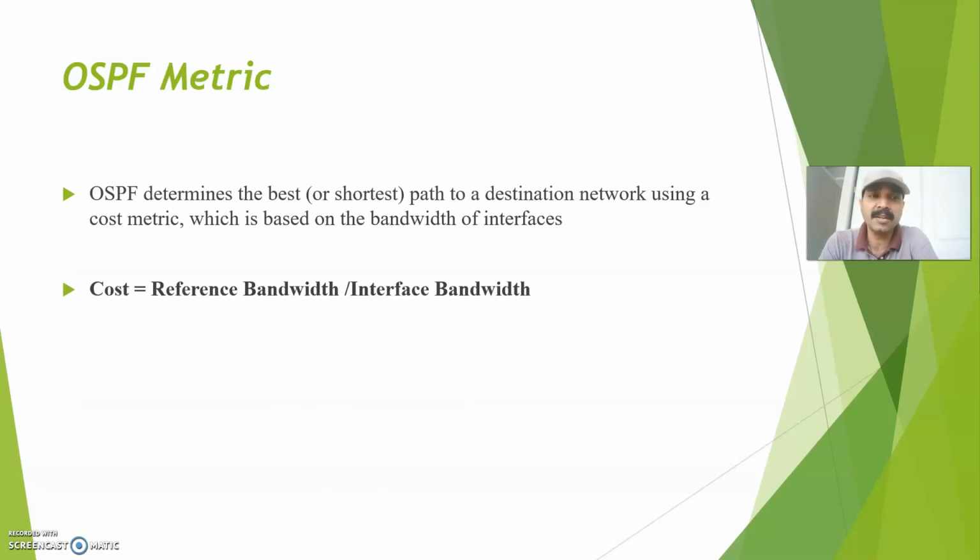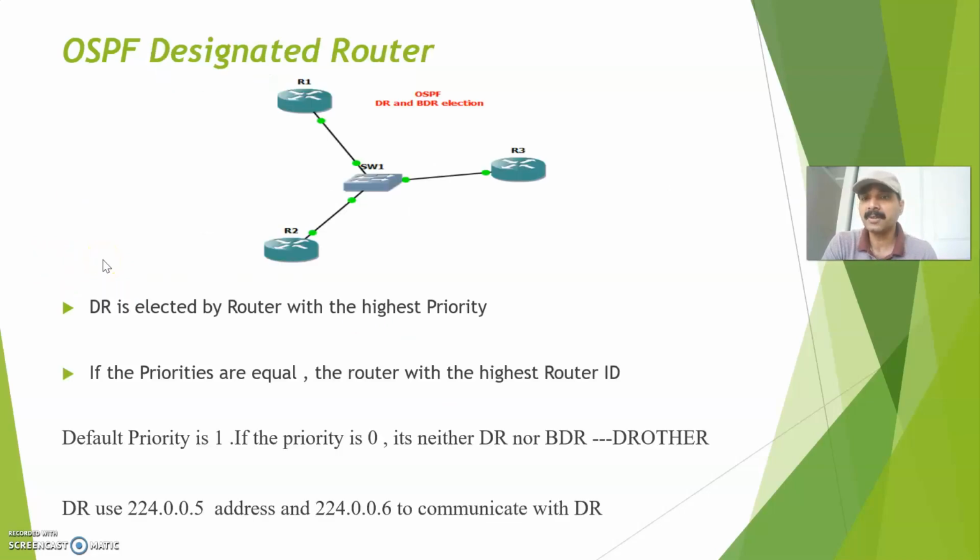How does OSPF calculate the metric? It uses cost as a metric for finding the best path. The cost is calculated as reference bandwidth divided by interface bandwidth. In this manner the cost is calculated. So OSPF uses cost as a metric for finding the best path.